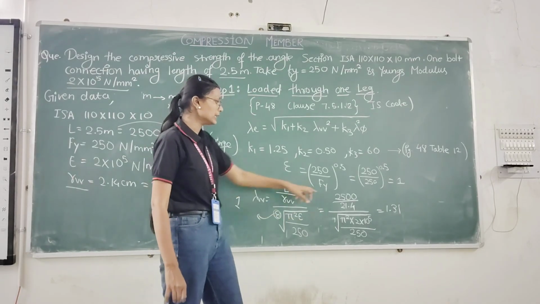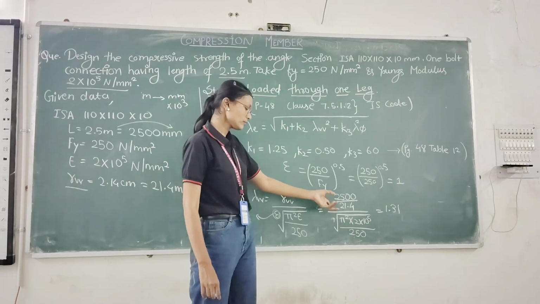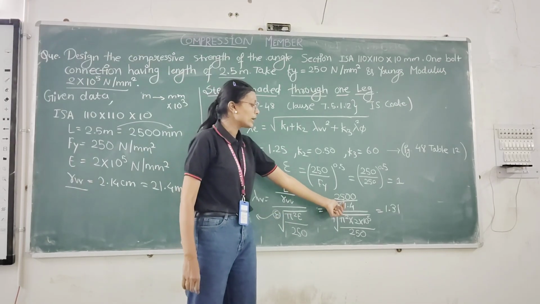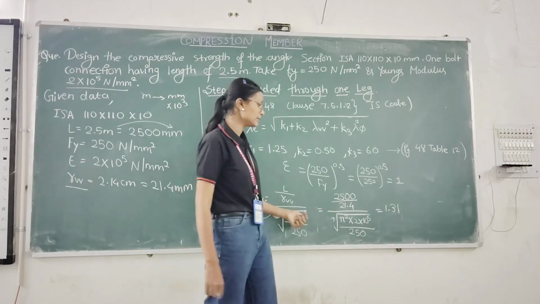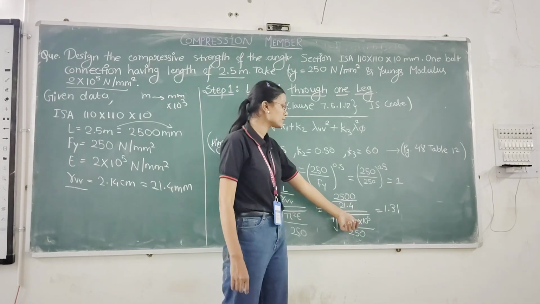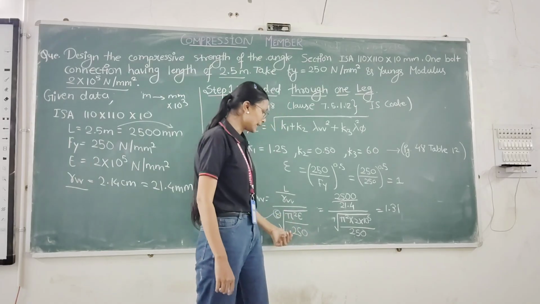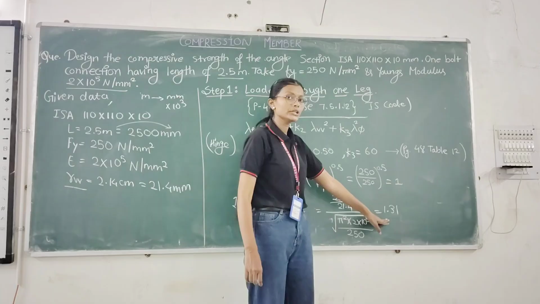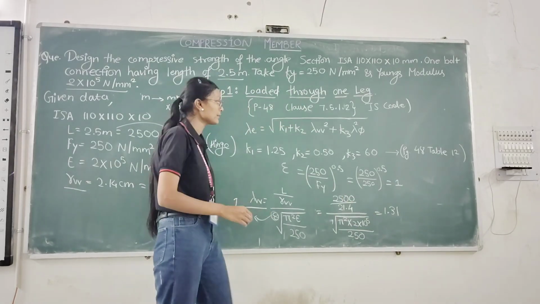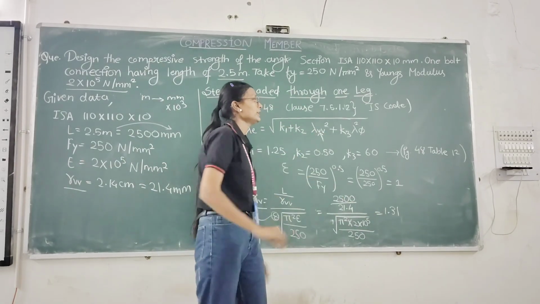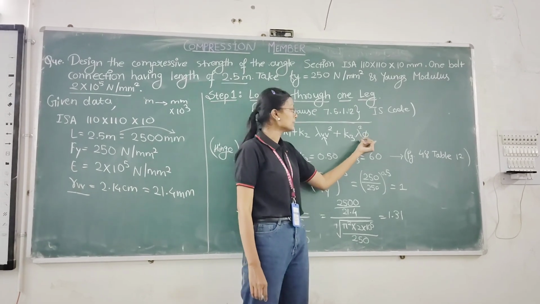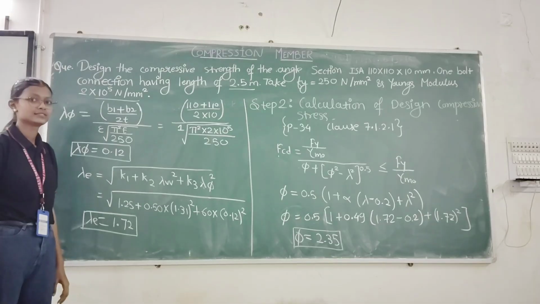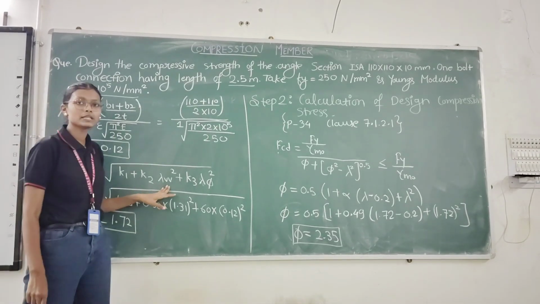Put the value of L, that is 2500. r_vv is given, that is 21.4. The value of E, that is Young's modulus, is 2 x 10 raised to the power 5, and this is 250. After calculating overall, you will get 1.31. That is the value of lambda_vv. Put this value in this formula. Now you have to calculate lambda_phi. We already calculated lambda_vv.